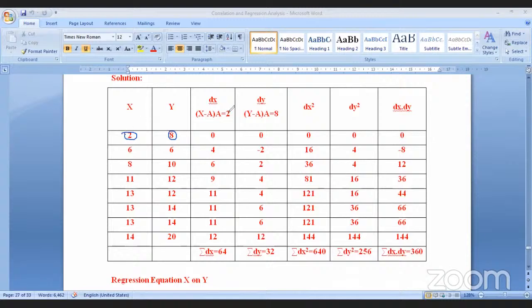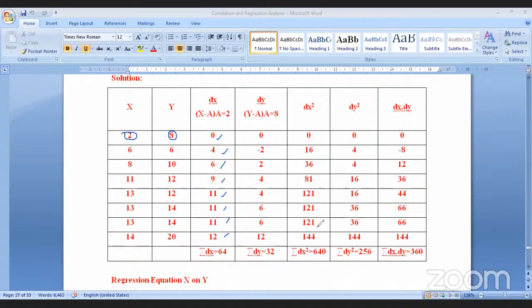Okay, so 2 minus 2, that is 0. 6 minus 2, 4. 8 minus 2, 6. 11 minus 2, that is 9. 13 minus 2, 11. 13 minus 2, 11. 13 minus 2, 11. 14 minus 2, 12. Sigma dx is equal to 64. The next is 0 square, 0.